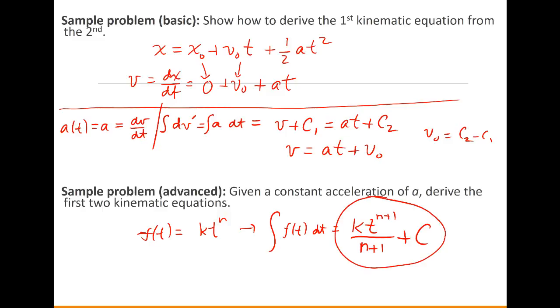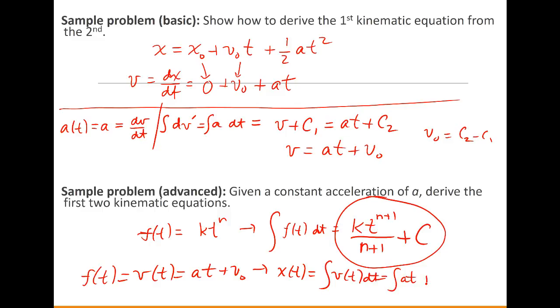So if we do that, for example for our velocity function, we say that f of t, which is actually v of t, is equal to at plus v naught. So that means that x of t is the integral of v of t dt. So we have the integral of at plus v naught dt. So we use our rule here. At is going to turn into 1/2 at squared. V naught is going to turn into v naught t. And then we're going to have a constant which we will call x naught. And if you compare this with what we had on the previous page, this is x of t.